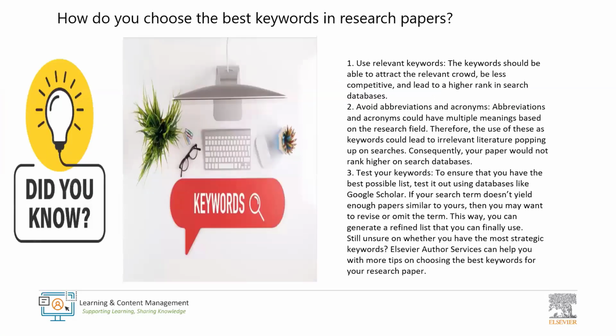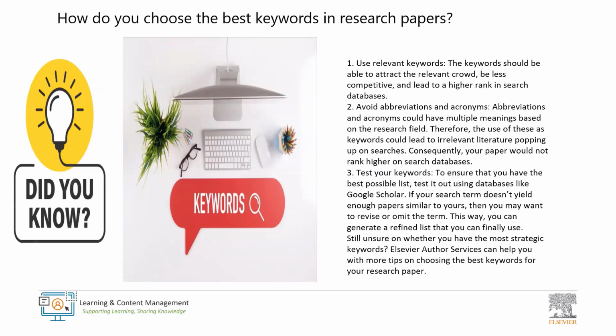And the next thing we're going to see now here is, did you know? So this is a did you know corner section where we provide some useful information for the authors about the submission process. And what we're going to see today is how do you choose the best keywords in research papers? So use relevant keywords. The keywords should be able to attract the relevant crowd, be less competitive, and lead to a higher rank in search databases.